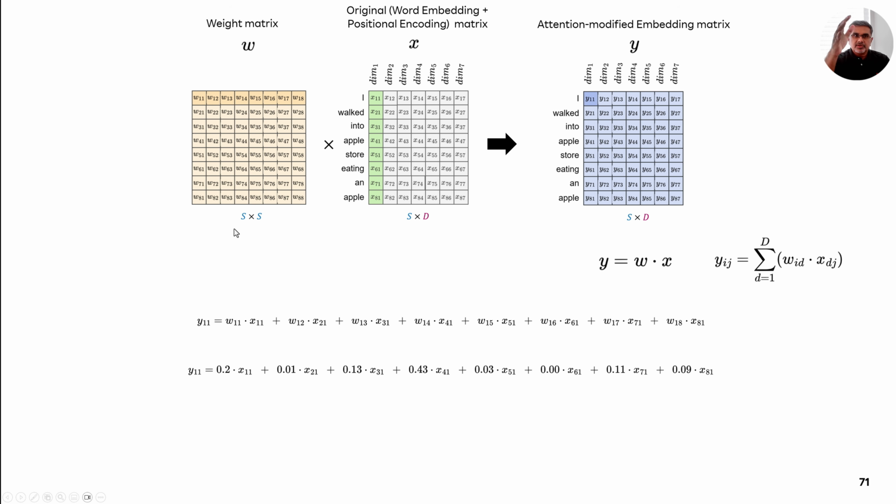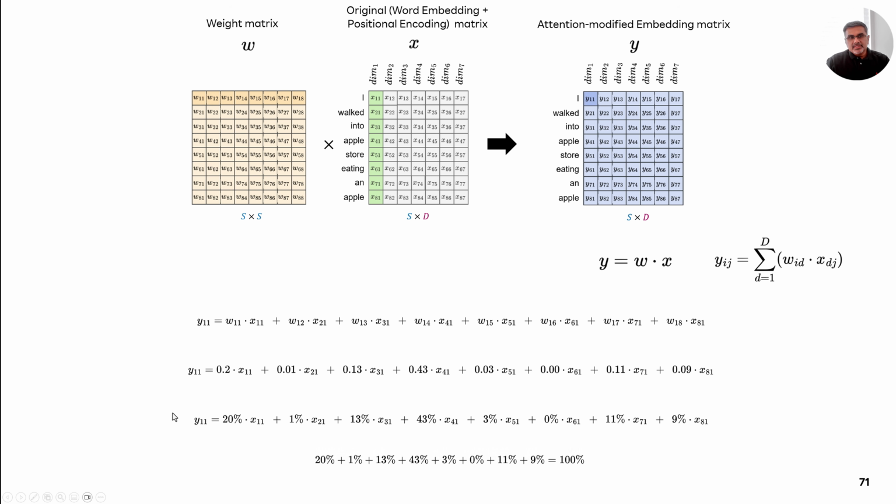And through training, you start all with initially random values, but let's say after training it comes down to this. Now, one way to look at these numbers is 0.2 is 20%, 0.01 is 1%, 0.13 is 13%, 0.43 is 43%, and so on, right? Now, let us say that you figure out a way to train it so that these weights, when you add them up, each row will become 100%. So this 20% plus 1% plus 13% plus 43% plus 3% plus 0% plus 11% plus 9% is 100%.